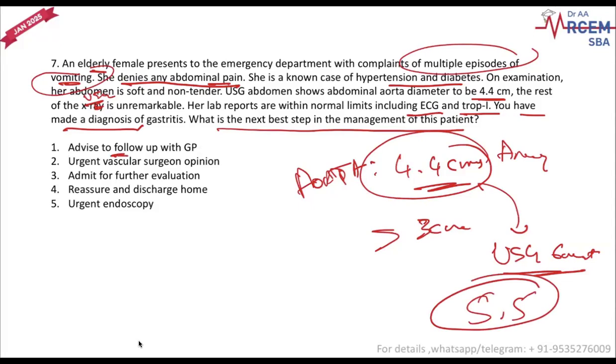So you need to advise them to follow up with the GP. Urgent vascular surgeon opinion will not be required here because it is only 4.4 centimeters. Admit, no. Reassure and discharge, no, because continuous ultrasound monitoring is required. Urgent endoscopy, again, not required here.